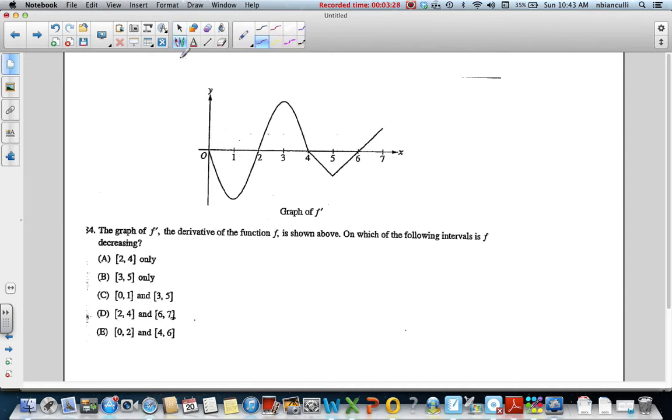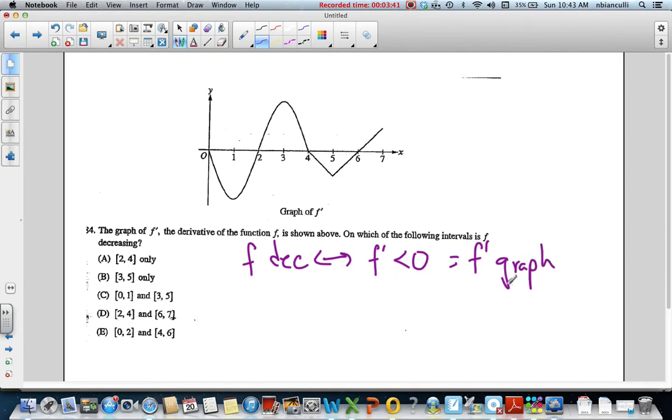Well, f decreases precisely when f prime is less than 0, and on the graph that means the f prime graph is below the x-axis. So where is this thing below the x-axis? If we travel along the graph, we're below the x-axis from 0 to 2, then we're above it up to 4, and then we're below it to 6. So I would say the intervals 0 to 2 and 4 to 6 should be the answer. And that's choice E.